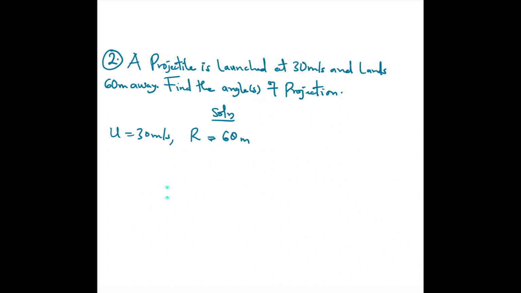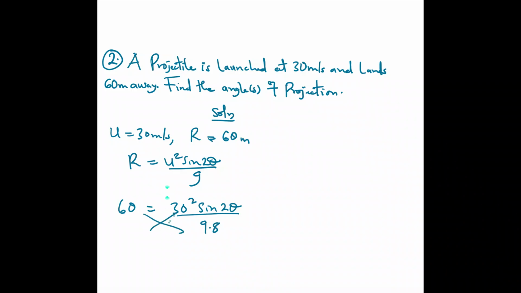Now we are going to use the formula for range, which is U squared sine 2 theta over G. So the range is 60, the initial velocity is 30 squared, and we have to find theta. Sine 2 theta over 9.8. Let's cross multiply.